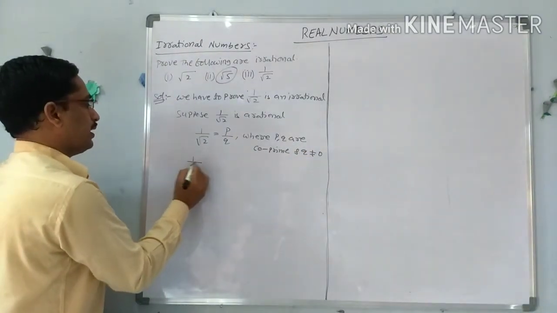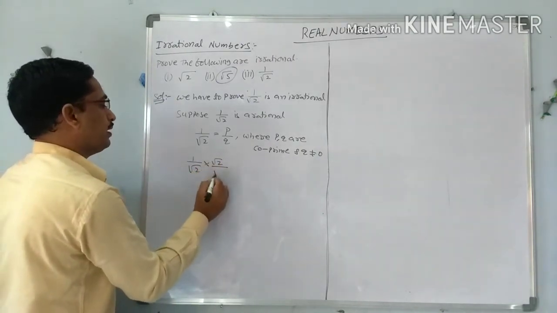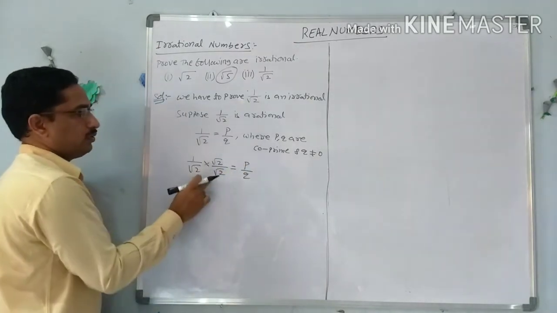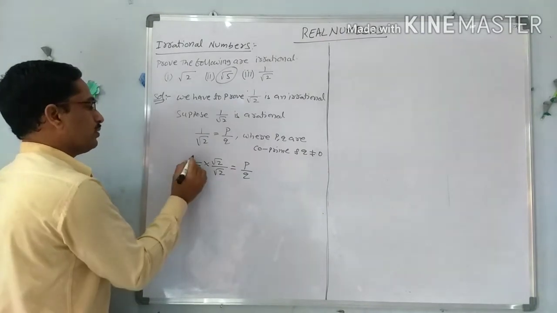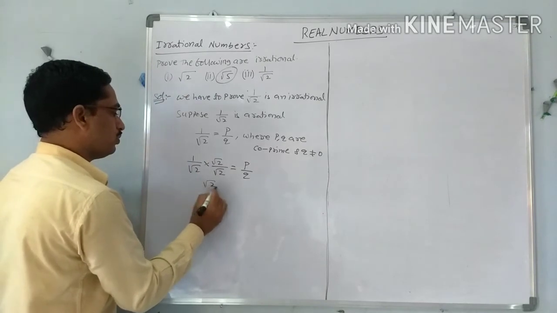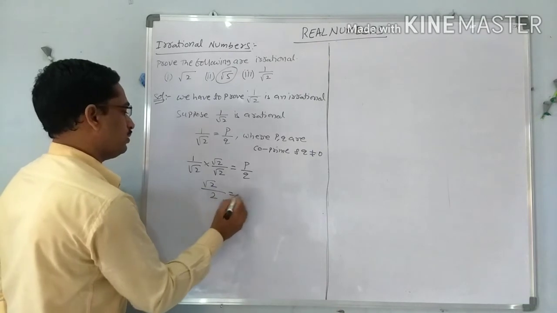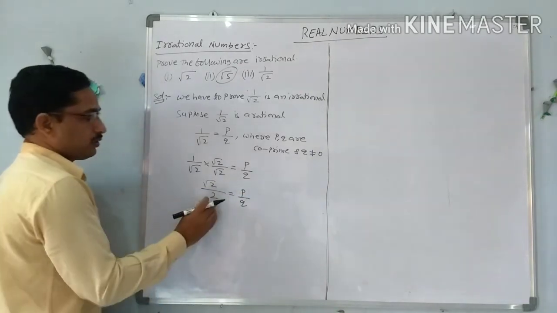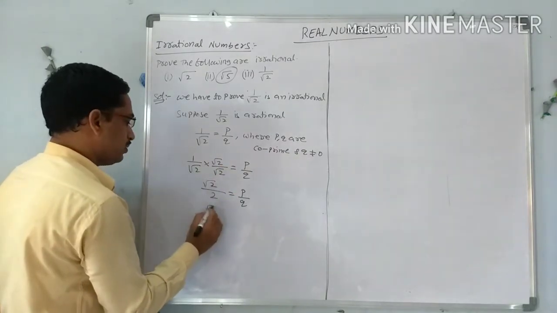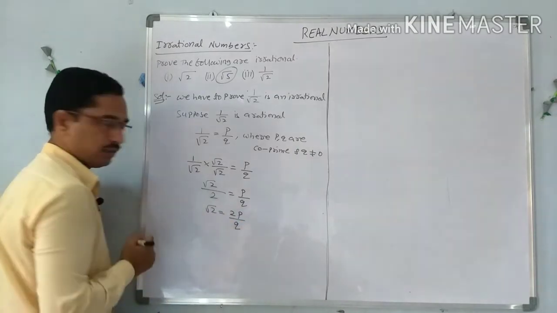Here I am writing one more step extra. Rationalize: multiply and divide with root 2, so root 2 by root 2, on the left side only. Multiply the numerator and denominator with the denominator: 1 into root 2 is root 2, root 2 into root 2 is root 4. Root 4 value is 2, equal to p by q. Now transpose to the right side: 2 in the denominator goes to the numerator. So root 2 equals 2 into p by q.